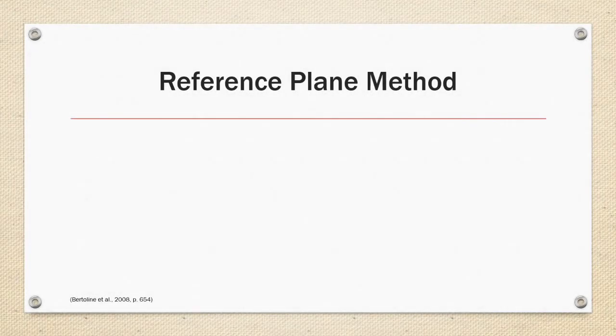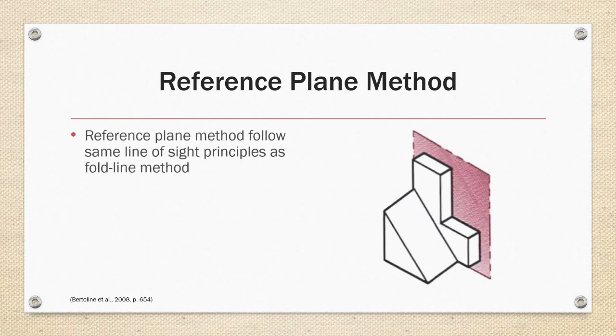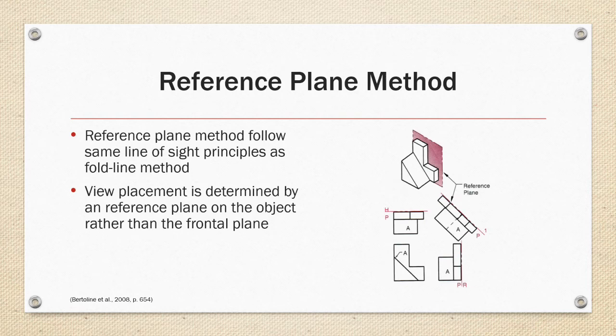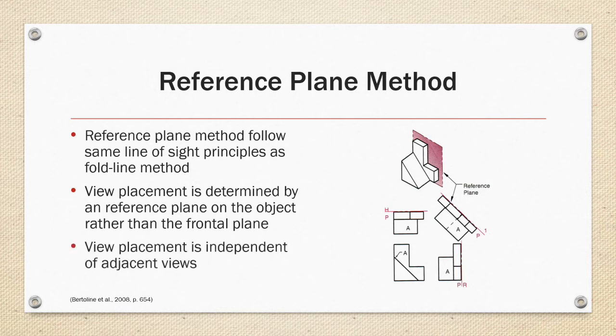The second method for projecting an auxiliary view, the reference plane method, follows the same line of sight principles as the fold line method, but the view placement is determined by a reference plane on the object rather than the frontal plane, and the view placement is independent of the adjacent views.